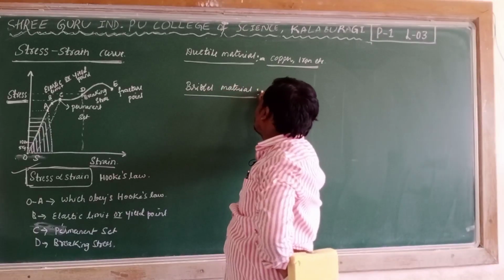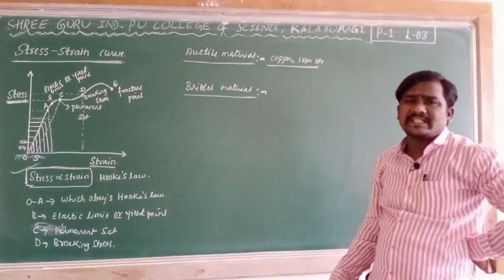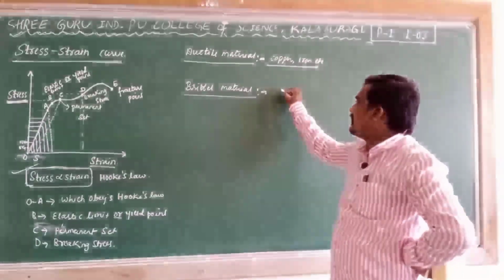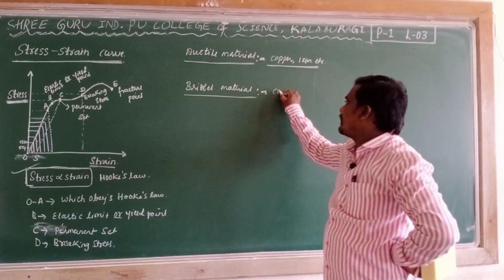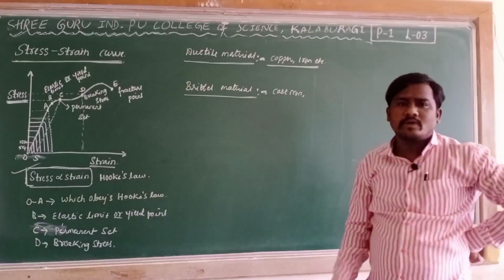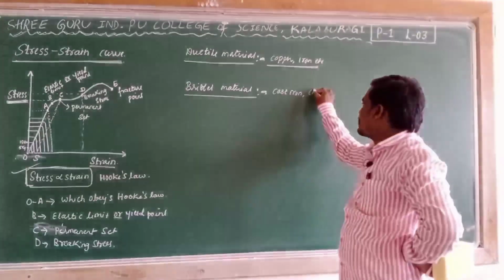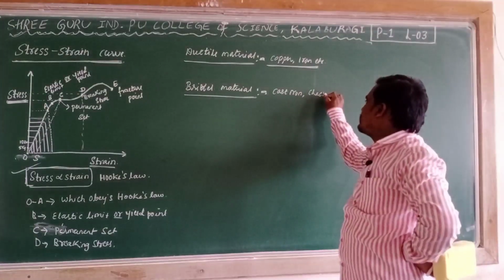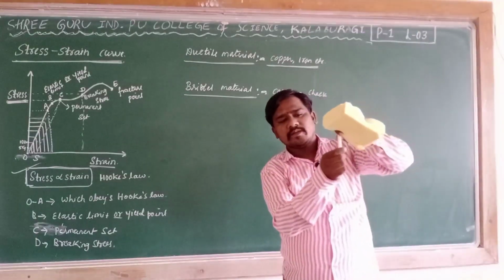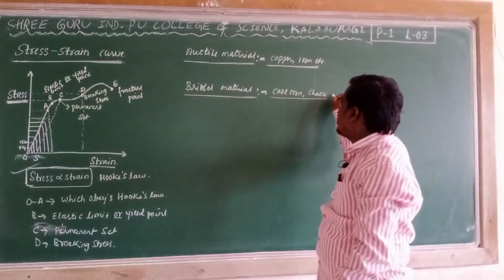Even after the elastic limit, if we apply a very small stress, the material is going to break. This type of material, cast iron, is an example. This chalk is also like cast iron. Listen here, a very small stress applied on this chalk means it is going to break. These types of material we call brittle materials.